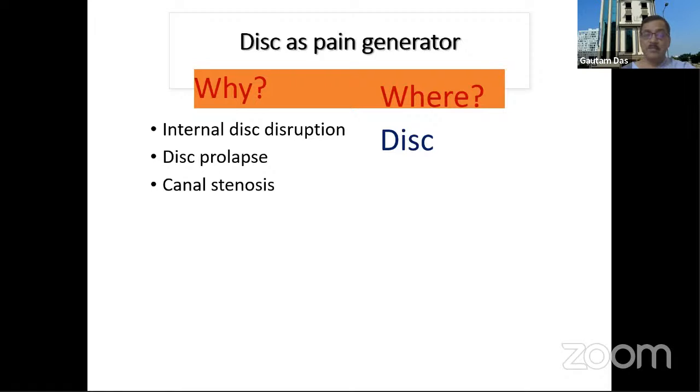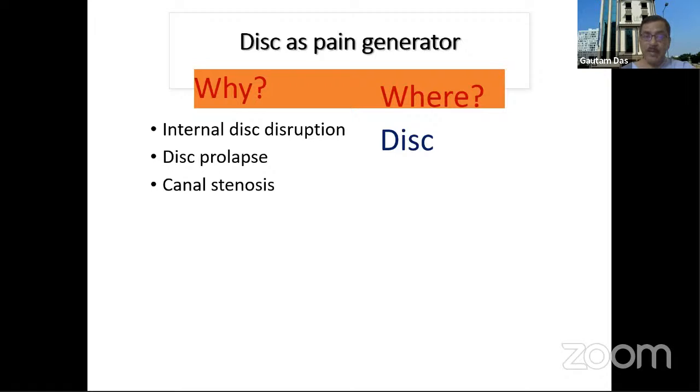That means disc collapse seen on MRI should not make us jump to treat it unless it matches with our clinical evaluation. So clinical evaluation is very, very important. If the MRI matches with that, then only we should give it importance, otherwise not. So you must be very strong in making your provisional diagnosis based on your history and clinical evaluation.